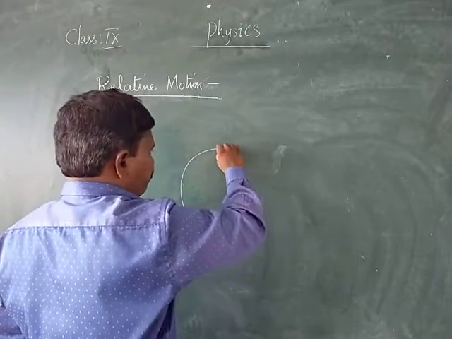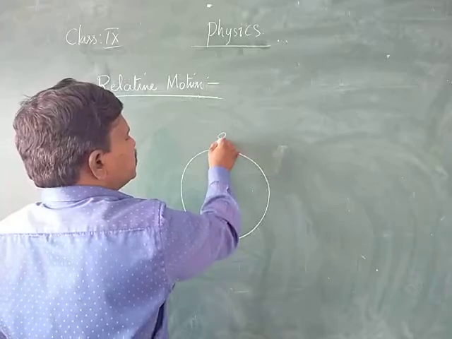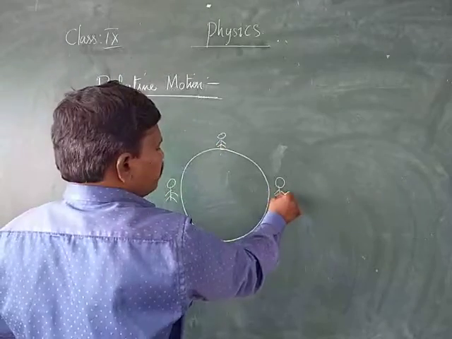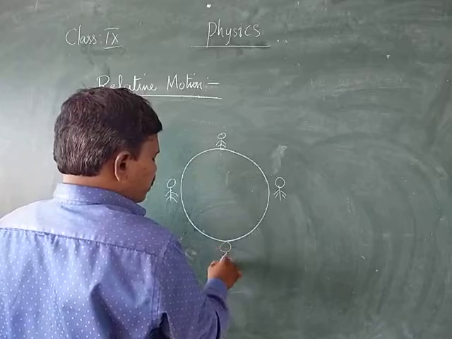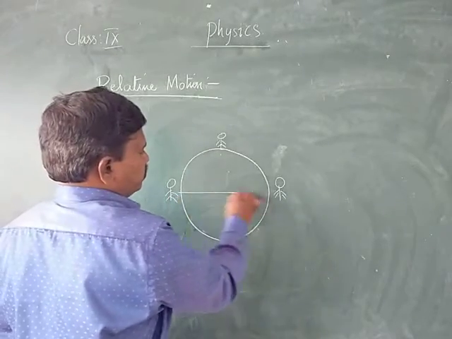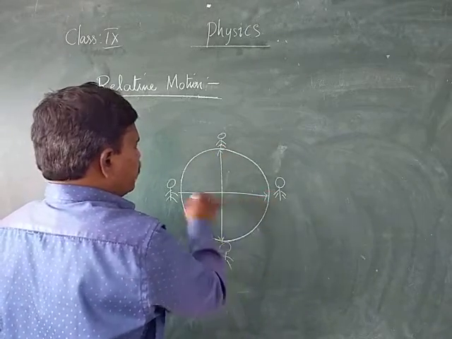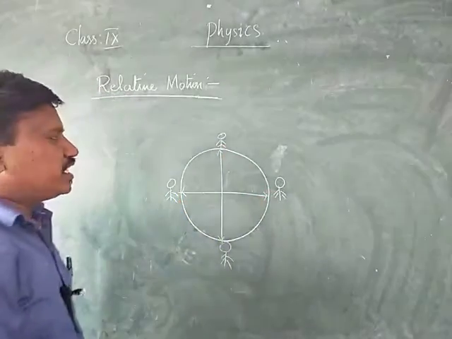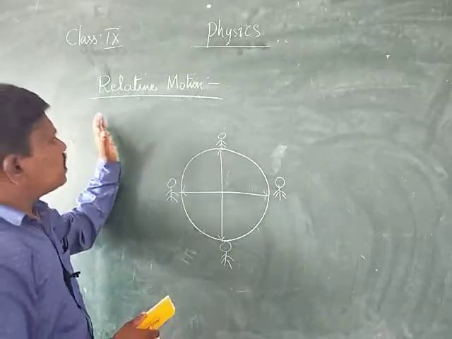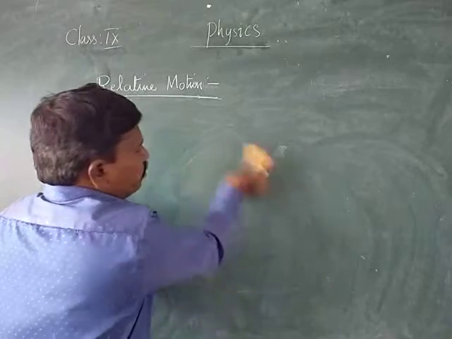And in the same way, another example: if we draw a map, a globe, somewhere a person is standing over here, somewhere a person will be standing over here, and somewhere over here. That means these are the directions. Therefore, the position of the person with respect to the direction will also be changing. Therefore, these come under relative motion.